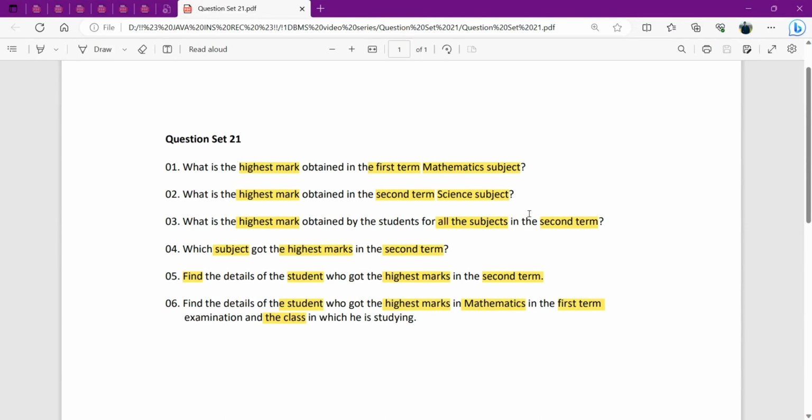In the fifth question, they are asking the details of the student who got the highest marks in the second term. In the third question, we found out the highest marks in the second term, and then in the fourth question, we found out the subject related to that highest marks. And in the fifth question, they are telling us to find out the student who got that highest marks in the second term. So I'm going to write the query.